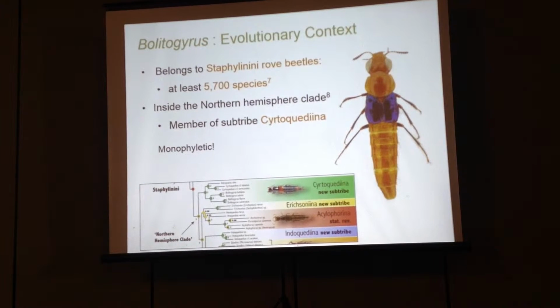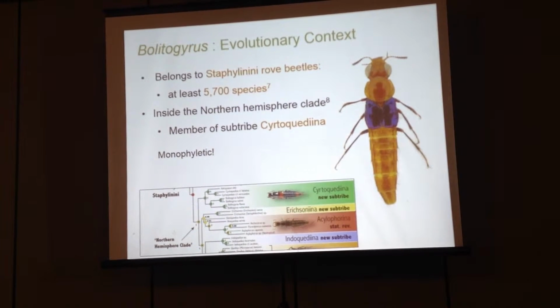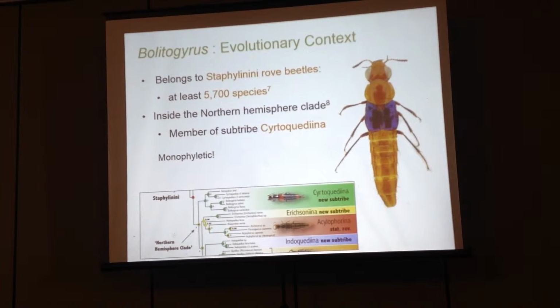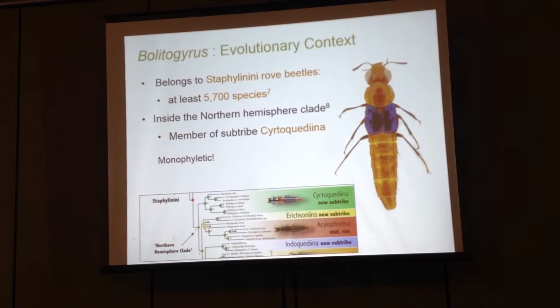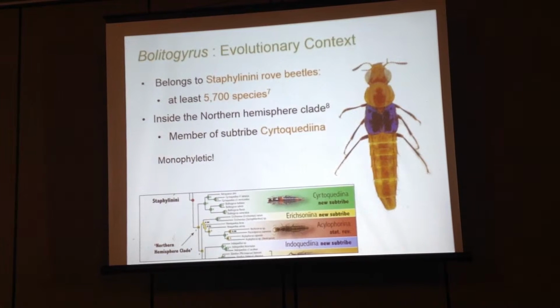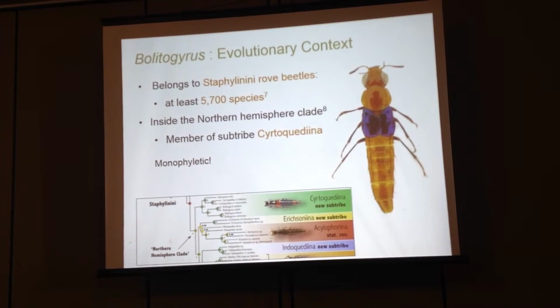A big body of Adam's work went into building the framework for more interpretive studies. So this is just a small fragment of the big phylogeny that he has constructed for the tribe Staphylinini, just to figure out the sister relationships of the Bolitogyrus, to test its monophyly and build the evolutionary concept for his work.